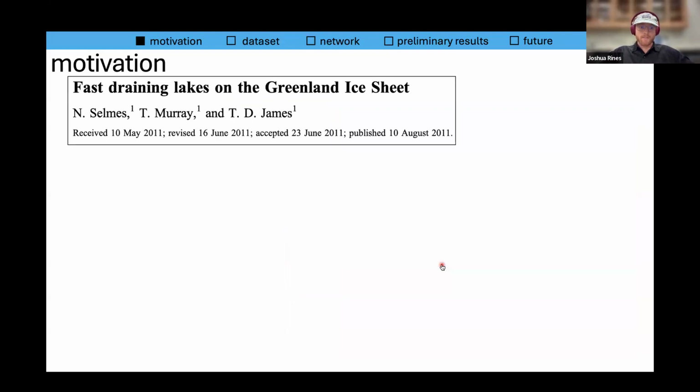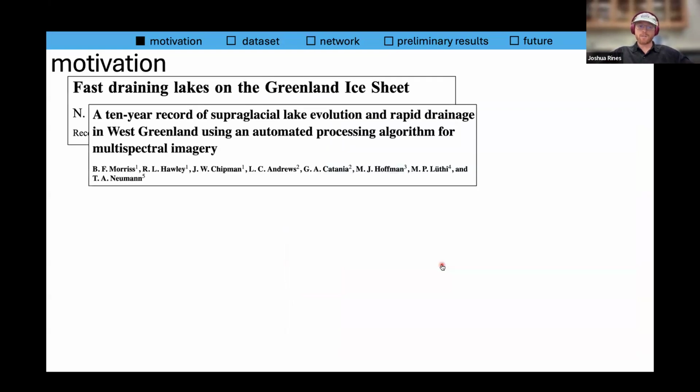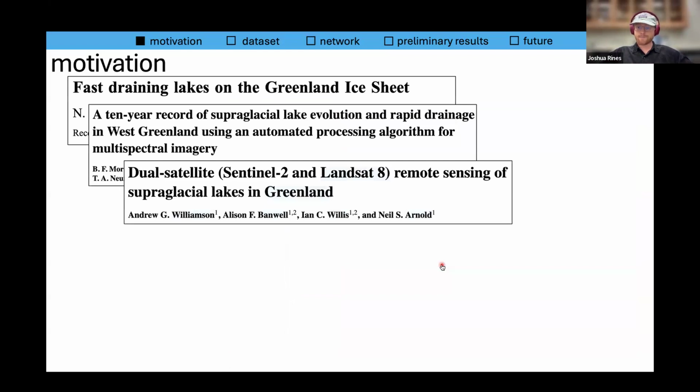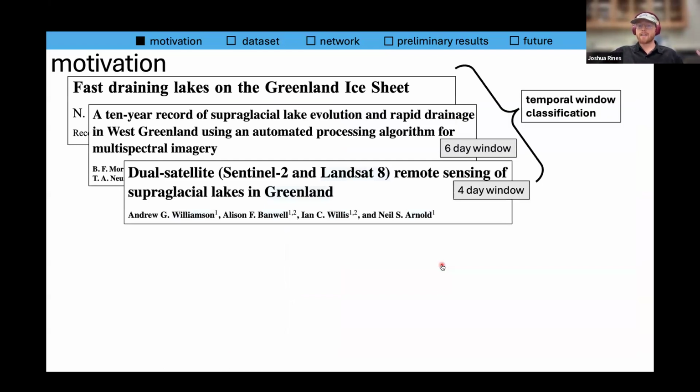And we're not starting from nothing. There is a lot of literature that has been built up over the years, which classify these lake drainage events. Most of the literature uses a temporal window classification. So you're looking at the area evolution of the water over time, and if 80% of that water, for example, disappears in a certain window, 4 days, 6 days, whatever it is, you can label it as a rapidly draining lake. A lot of those rapidly draining lakes are these hydrofracture events, but not all.